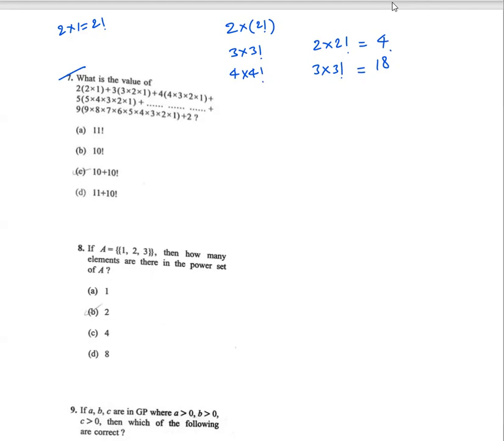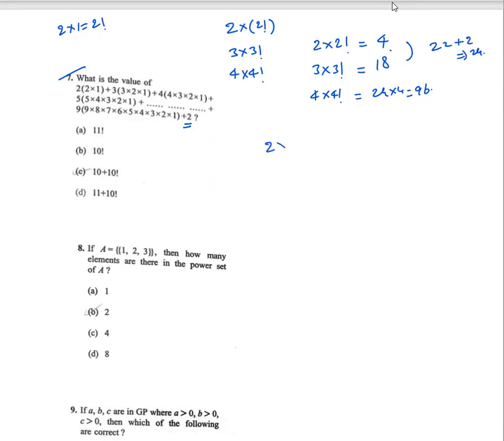Now here we got 3 factorial into 3, which is 18. Then what is 4 into 4 factorial? 4 factorial is 24, into 4, which is 96, right? So how much is this? 4 plus 18, and then we have the last term as 2, right? So this 4 plus 18 is 22, plus 2, which is 24, right?